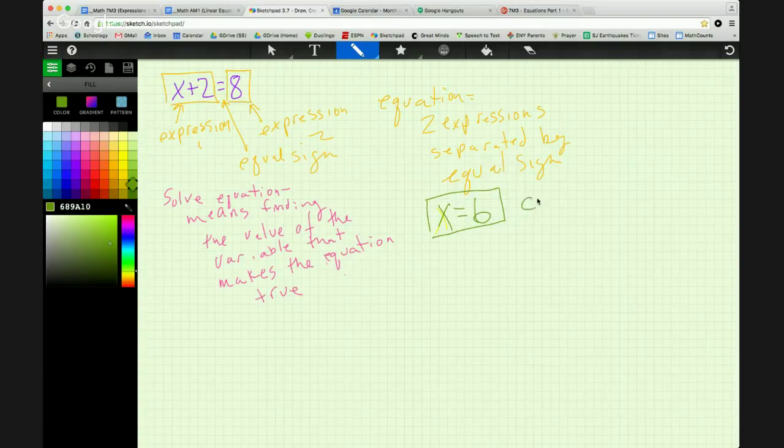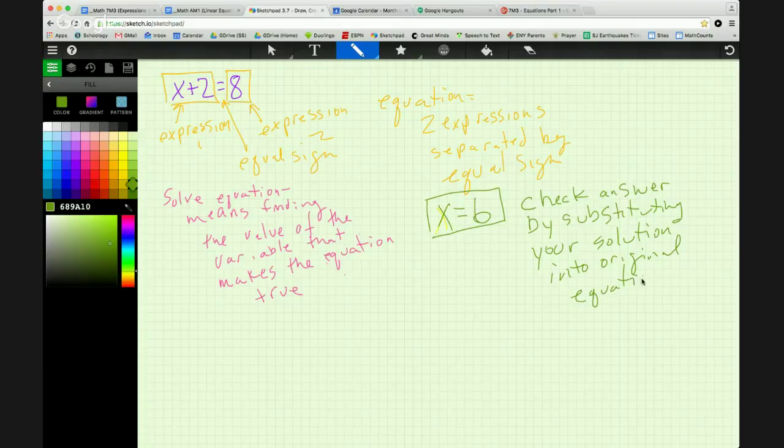You can always check your answer by substituting your solution into the original equation. So the way that we check our answers, we go back to our original equation and we say, well, x plus 2 equals 8. Our solution of x equals 6, well, we're going to take that x, and we're going to replace it with our solution and see if it's true.